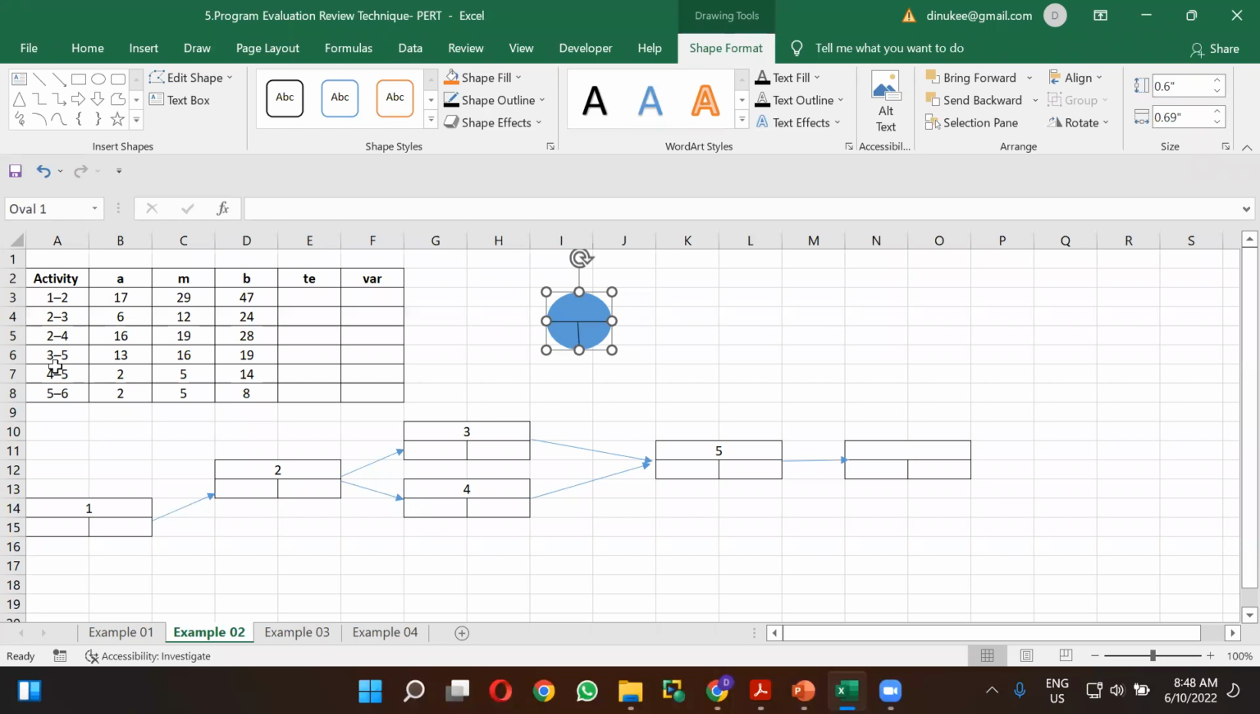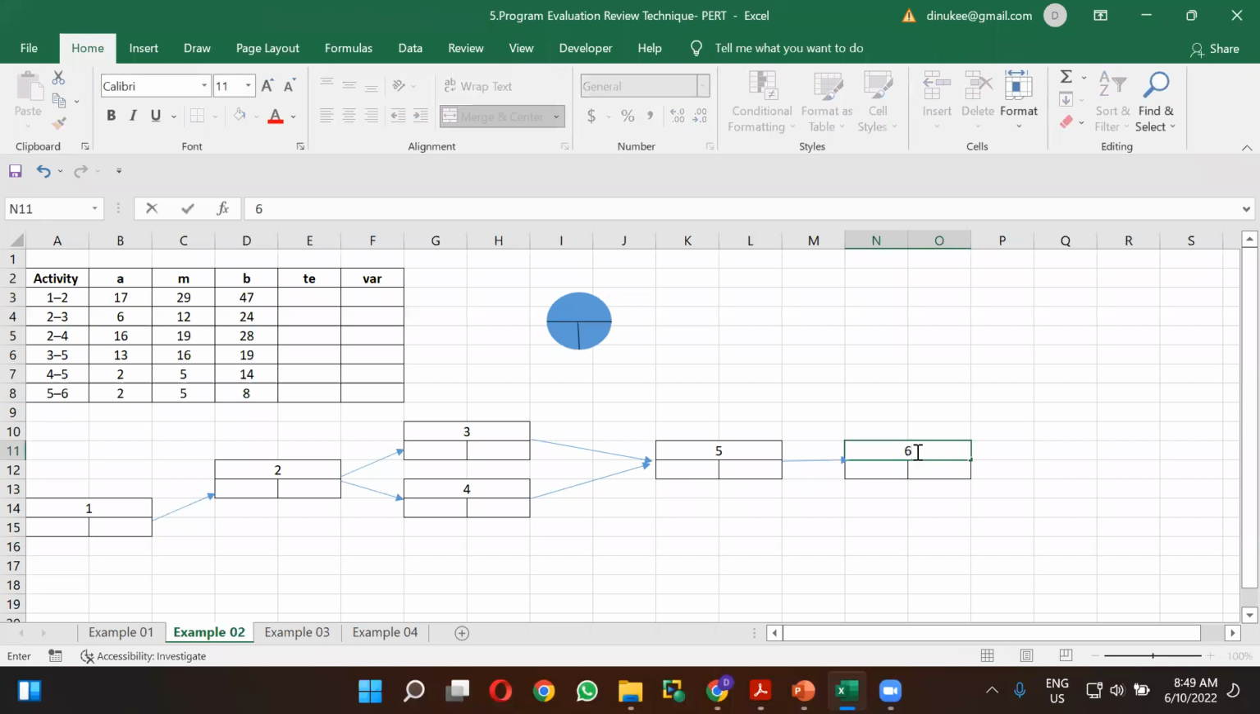And next one is activity 3 to 4. So activity 3 is here. Sorry, 5. Activity 3 to 5. And next, activity 4 to 5. So activity 4 is here. And after completing activity 4, you can go for activity 5. And after completing activity 5, you can start to do activity 6. So please make sure to draw these boxes in circles, right?